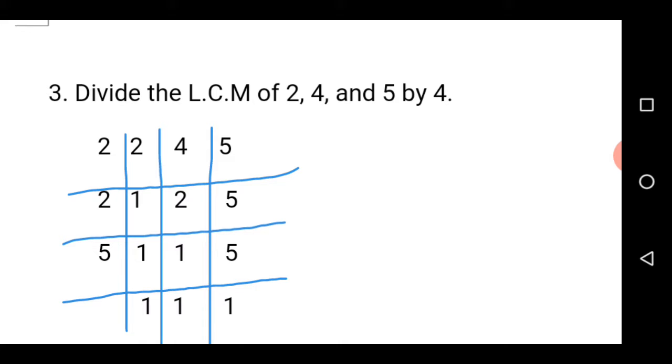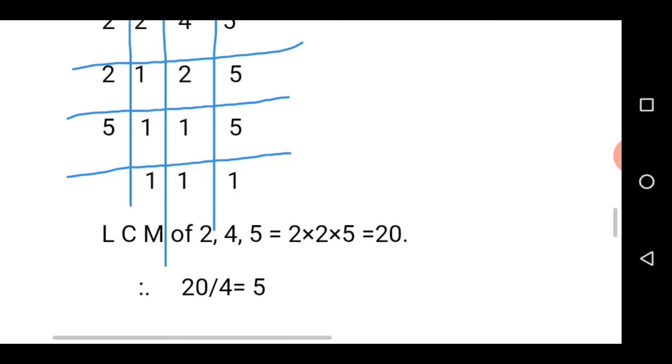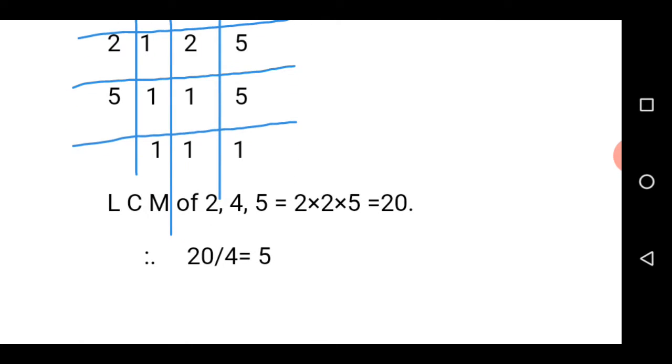So let's continue with our divisor. How many 2 are you going to get in 1? You are going to repeat that 1. How many 2 are you going to get in 2? It is 1. How many 2 are you going to get in 5? You are going to repeat that 5. So the last one, let us take 5 as our divisor now. How many 5 are you going to get in 1? You repeat that 1. How many 5 are you going to get in 1? You repeat that 1. But how many 5 are you going to get in 5? It's going to give you 1.